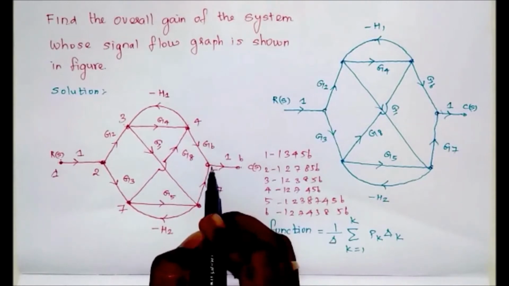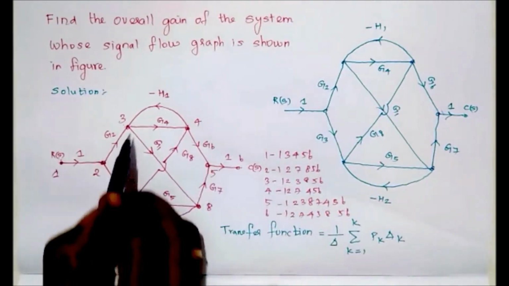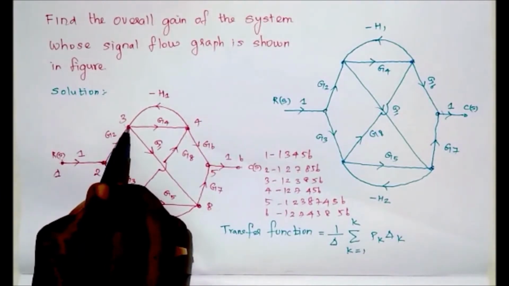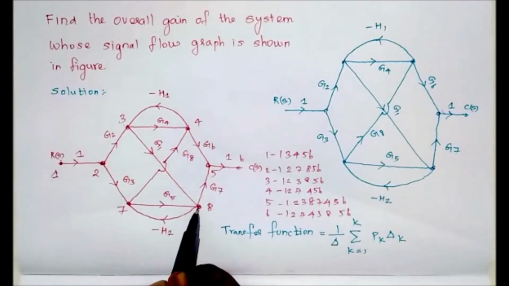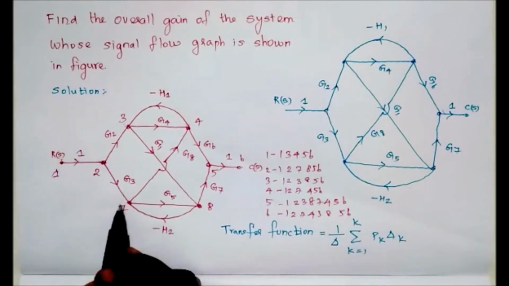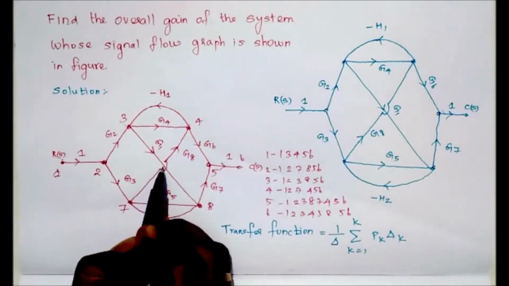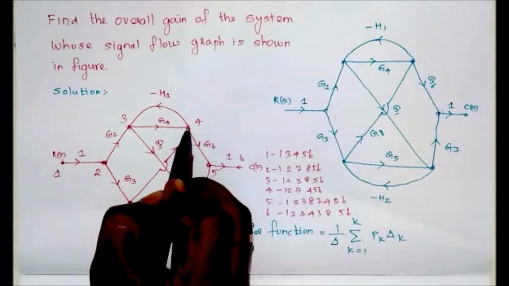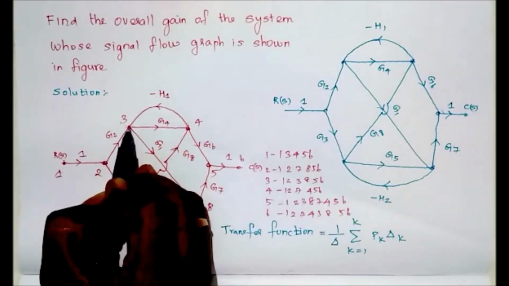So here there is no possibility of forming a loop. Next, we can consider this point. Suppose it is going this way, then it is going this way, then again it is going through this branch, reaching 4, and again it is coming to point 3. So now we can say it is an individual loop once again.